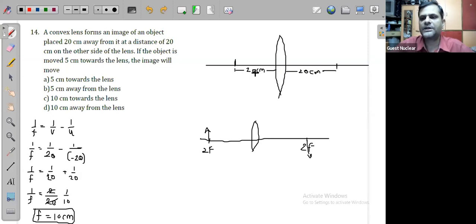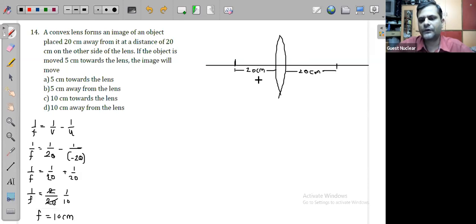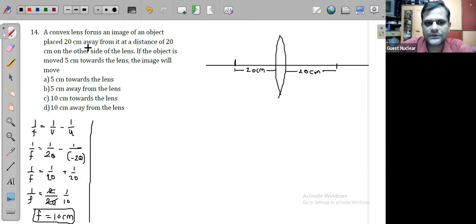So focal length must be 10 centimeter only. So that is the simple method to find out the focal length. Okay, fine, but we have found it out. Now we have to just solve this question.